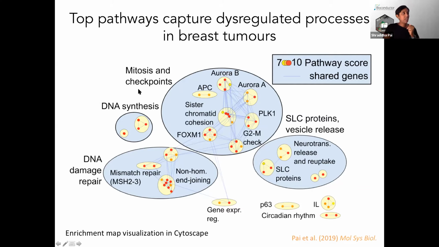You get terms like DNA damage repair, DNA synthesis, cell cycle related terms. So you can then take this and drill down into specific pathways and ask the question, what is it about this pathway that's making it predictive? It generates hypotheses for downstream experiments.